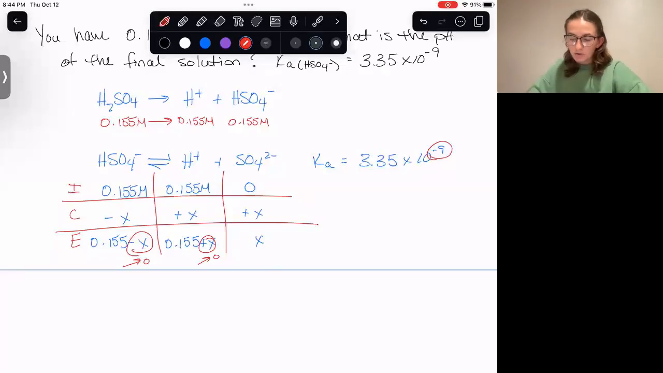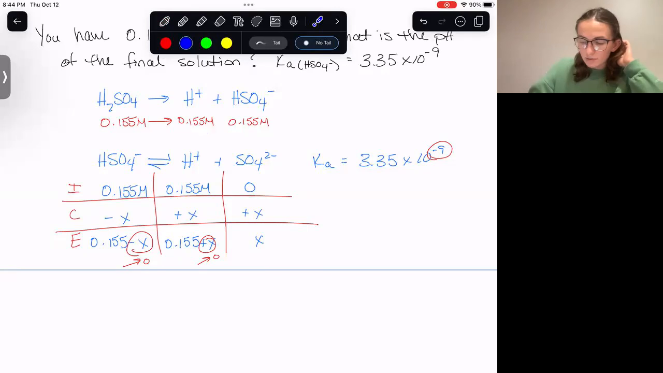Good question. So it's also going to be H plus because in our dissociation of our strong acid, we formed 0.155 molar of our H plus. So that's already in solution. That's going to contribute to our equilibrium because it's already there from the dissociation of that initial proton.